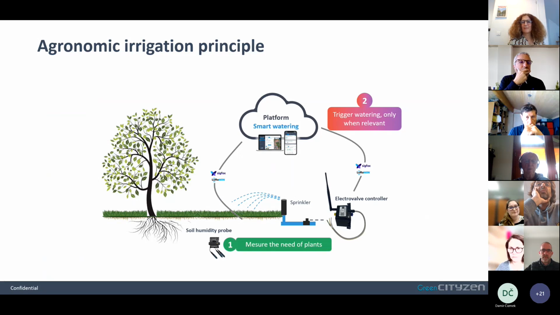Yeah, so we have a full automation of the process. We put some soil probes at the root level, and we automate the watering, and we water only when it's relevant. So we have a special algorithm to automate the watering without any manual watering.